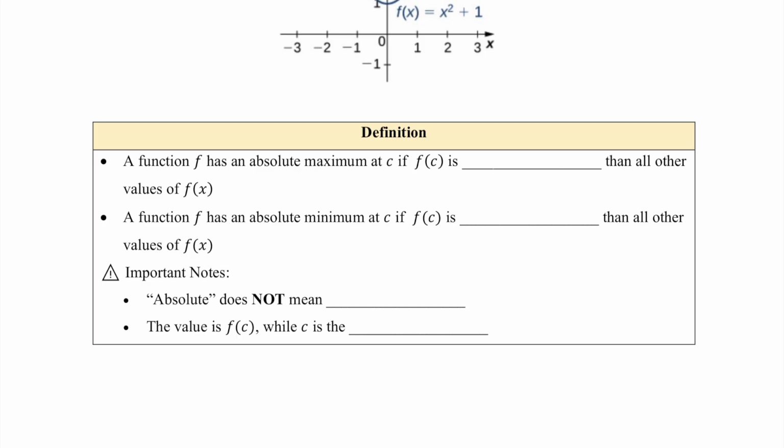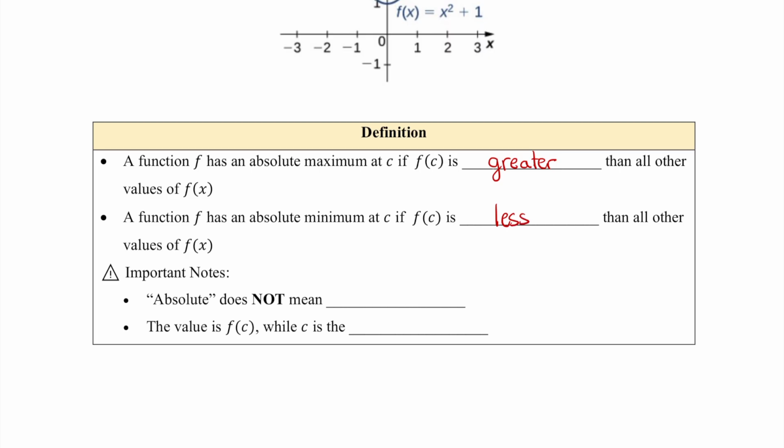Now, let's make this more precise. We say a function f has an absolute maximum at c if f of c is greater than all other values of f of x on the interval. Similarly, a function f has an absolute minimum at c if f of c is less than all other values of f of x.